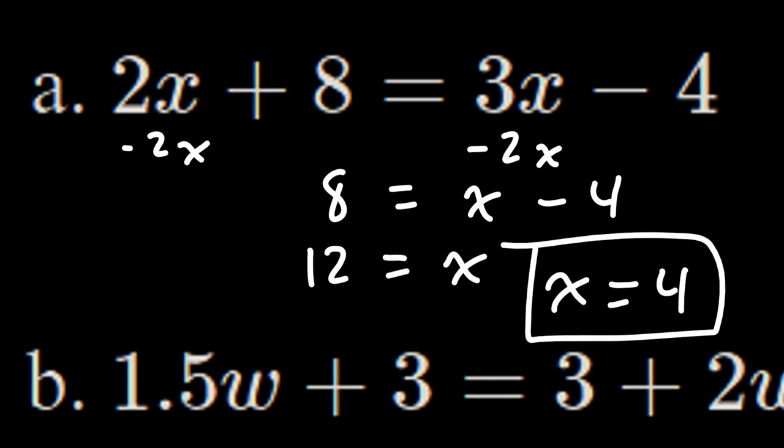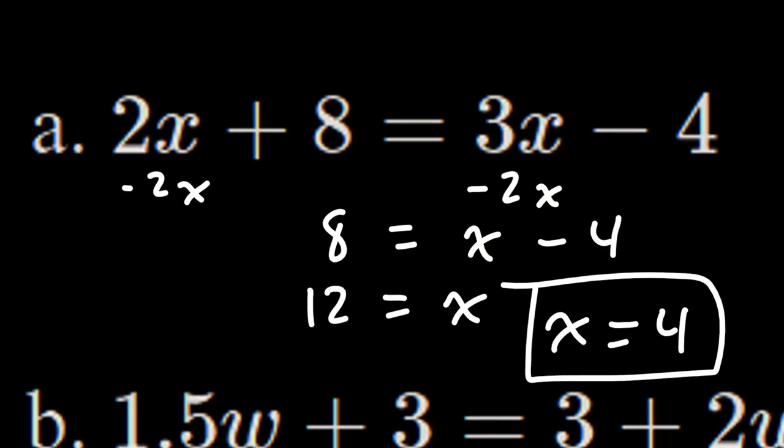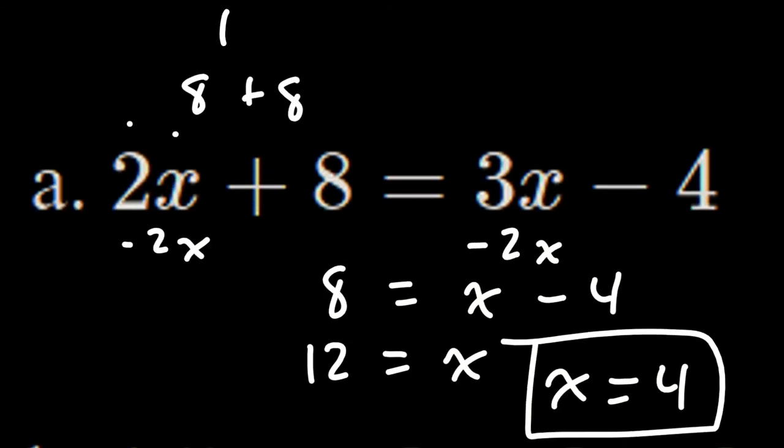Now, I want to verify that, and it's not hard to do, right? So I think x is 4. 2 times 4 is 8, so this side becomes 8 plus 8, which is 16. On the other side, I've got... I think I've made a mistake.